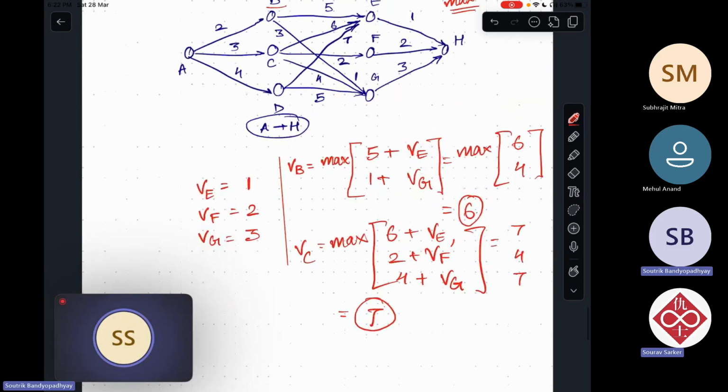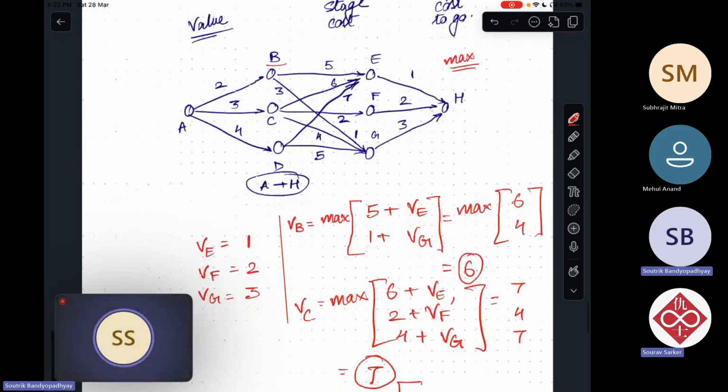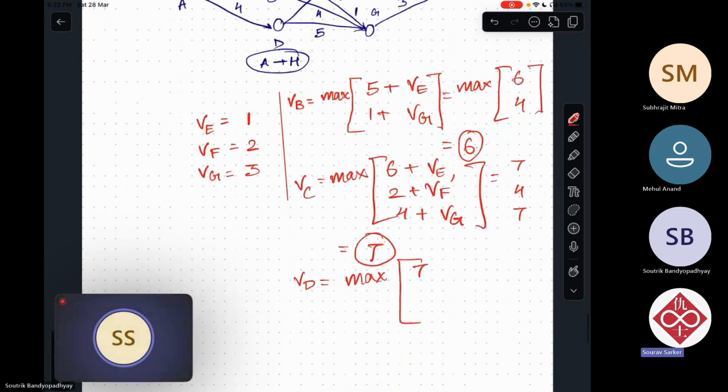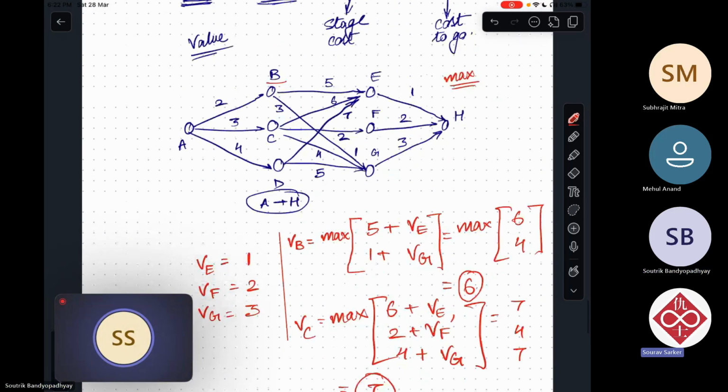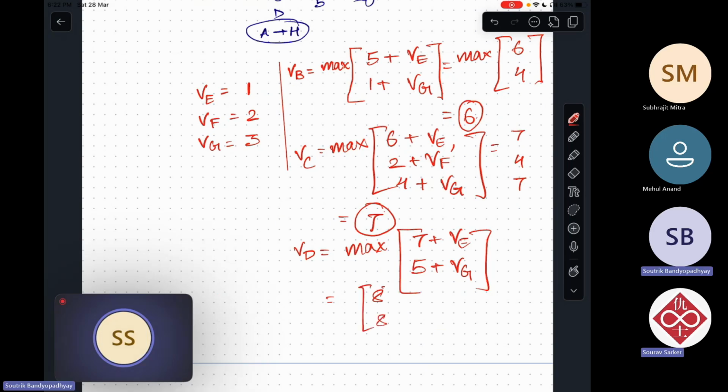And similarly for D, V of D, let me write down the chains here. These are 7 plus V of E and 5 plus V of G. So 8 and 8. Yeah, this matches out to be 8.